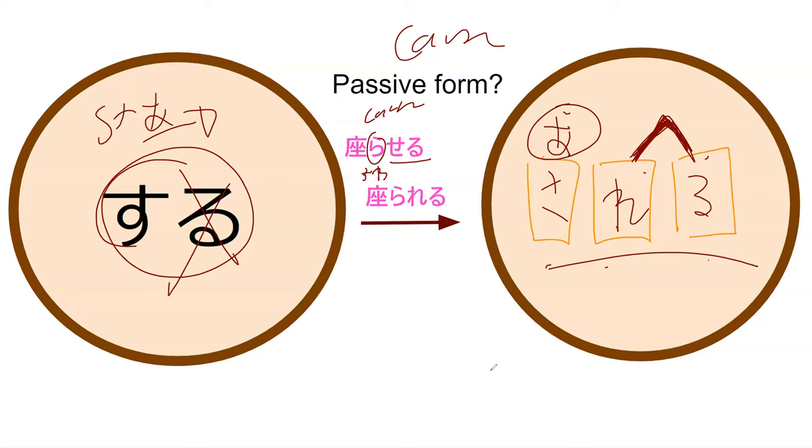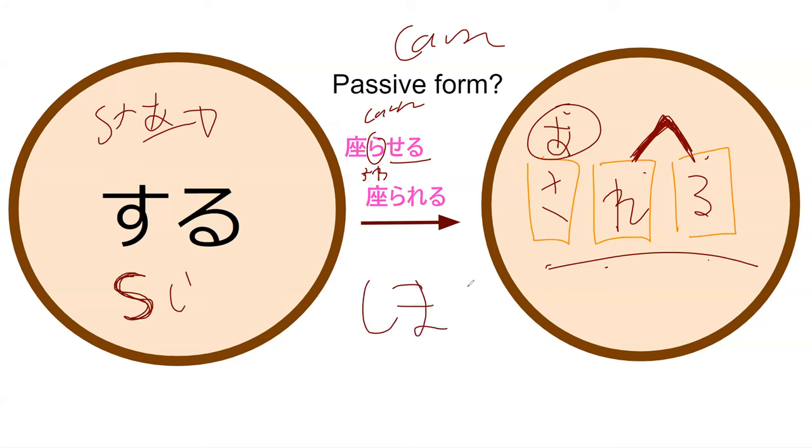A lot of times, conjugations of suru are actually treated as if it was just an S, and you're adding an E. For example, shimasu. Let's pretend it's just an S and you're just adding the normal E that you do. A lot of times that's a good way to guess what suru becomes. Okay. Do, do.